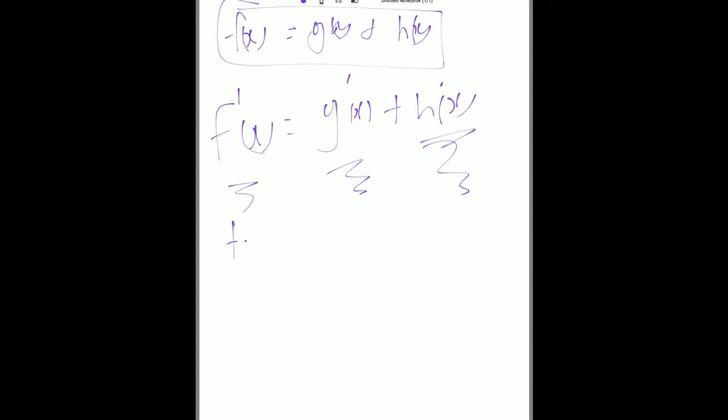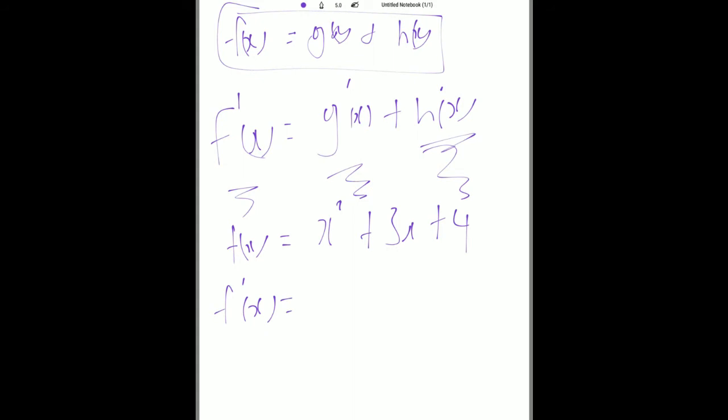So let's say f of x is equal to x squared plus 3x plus 4. How do we find f prime of x? We do what you've been doing all this time, solving single functions. So what's the first function here? X squared. We differentiate x squared, what do we get? 2x. We differentiate 3x, what do we get? 3. We differentiate 4, what do we get? 0. So f prime of x for this function would be equal to 2x plus 3.